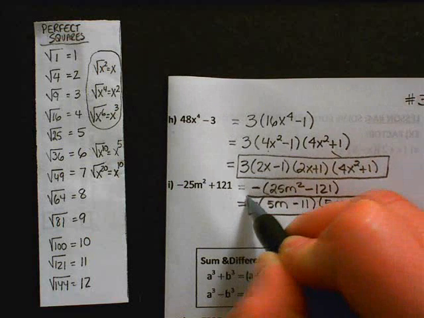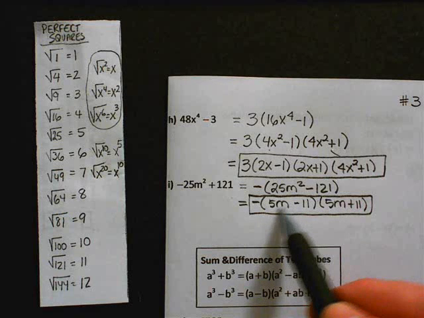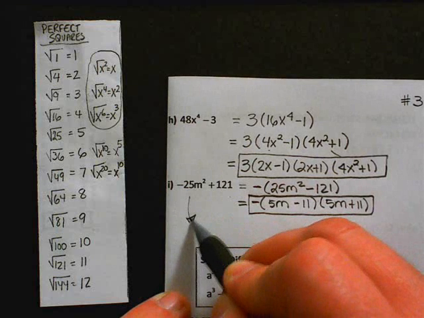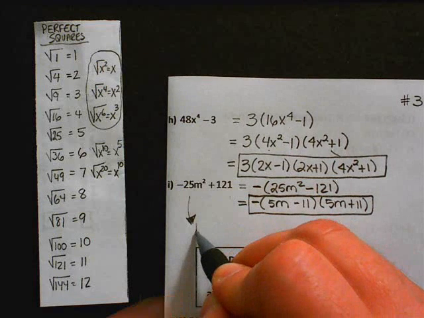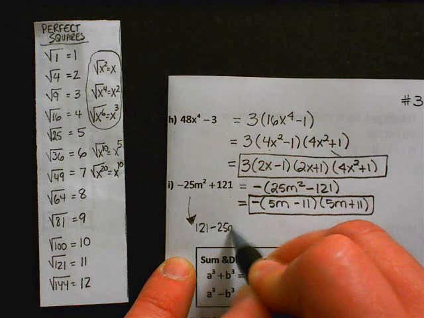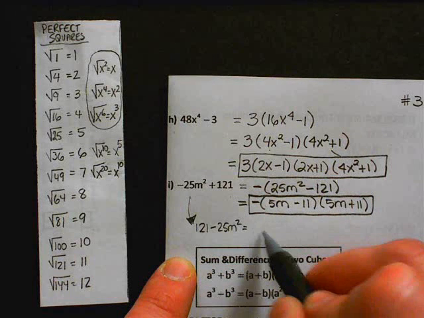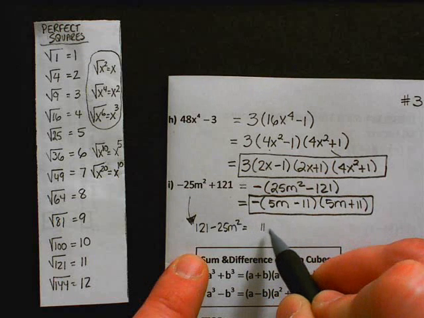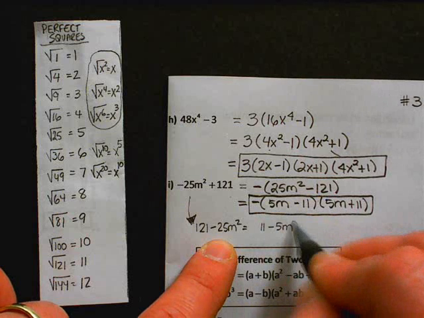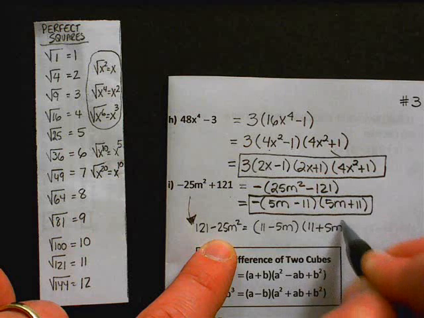Now, I recommend you do this because you always want the number with the letter in the front. But had you done this instead, you'd still be correct. So let me show you another way to do it. It would be 121 minus 25m squared. Basically, all I did is change the order of the terms. The square root of 121 is 11. The square root of 25m squared is 5m. And then you copy the other one, which is 11 plus 5m.